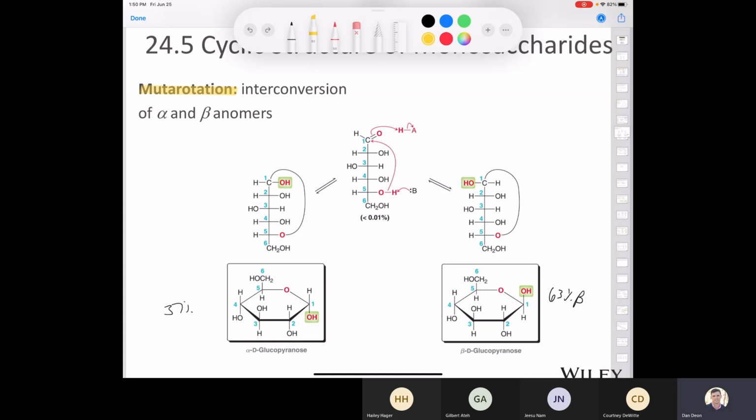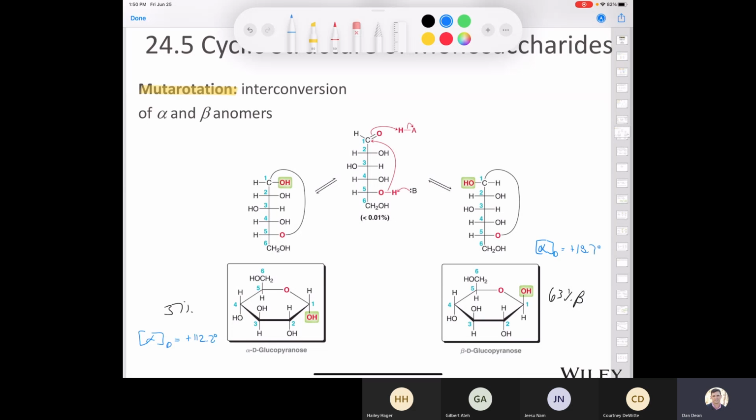All right. And if you're wondering how you would follow this equilibrium, again, the textbook goes into a little more detail about it. But basically, if you have the pure alpha anomer, its optical rotation is plus 112.2 degrees. And the optical rotation of the beta is 18.7 degrees.